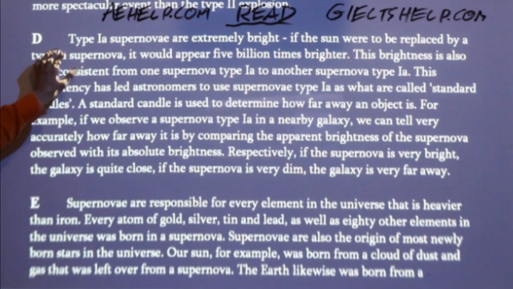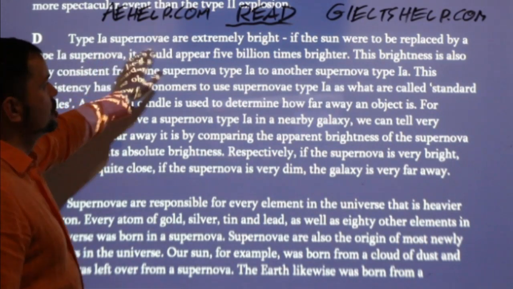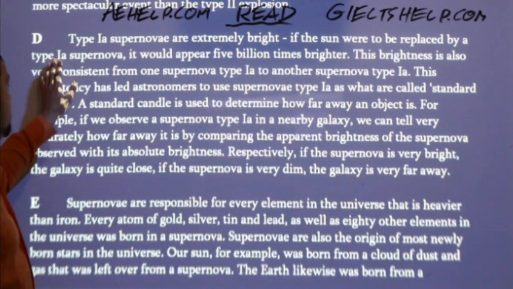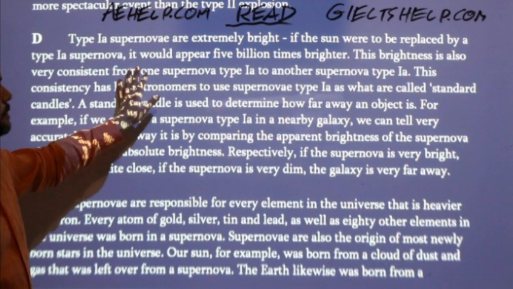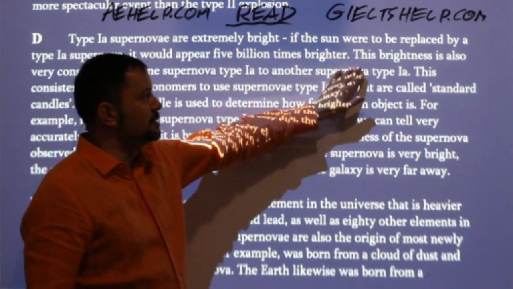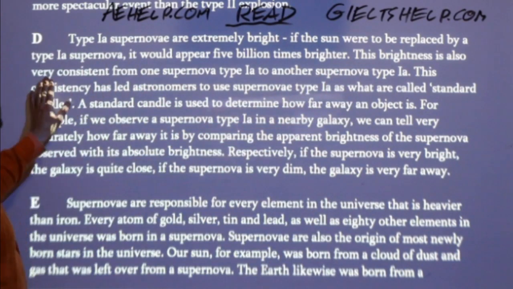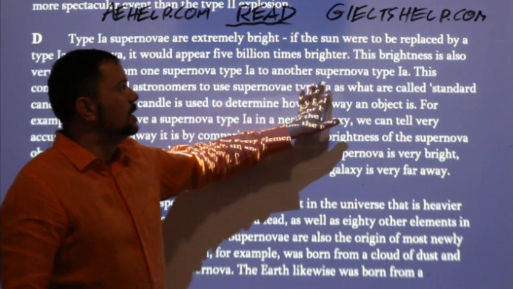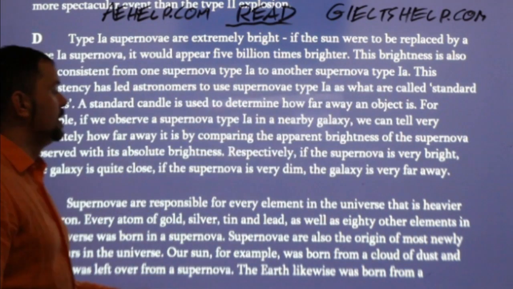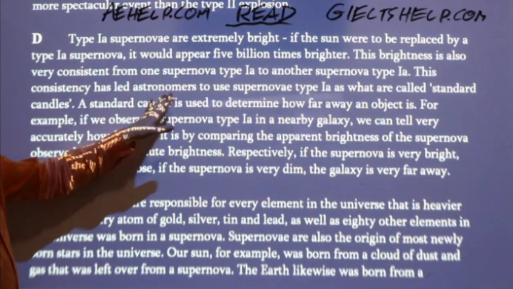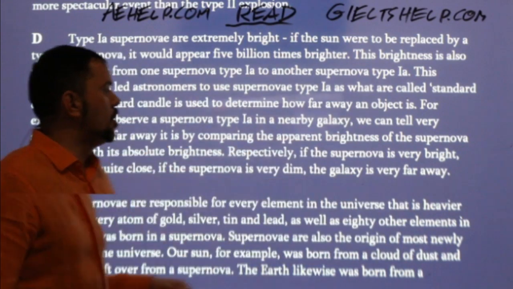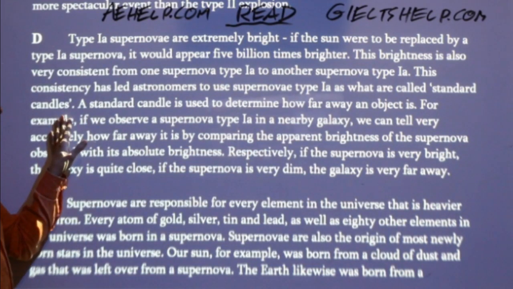D. Type 1a supernovae are extremely bright. If the sun were to be replaced by a type 1a supernova, it would appear 5 billion times brighter. This brightness is also very consistent from one type 1a supernova to another. This consistency has led astronomers to use type 1a supernovae as what are called standard candles.